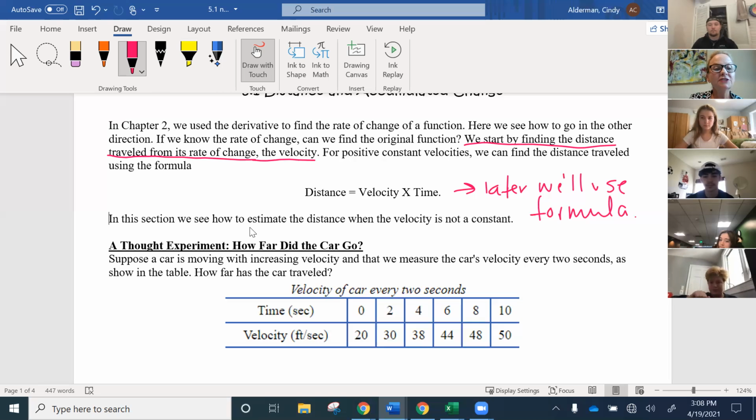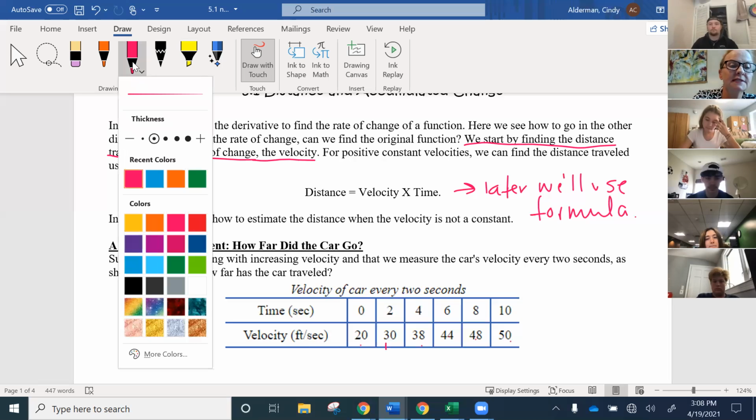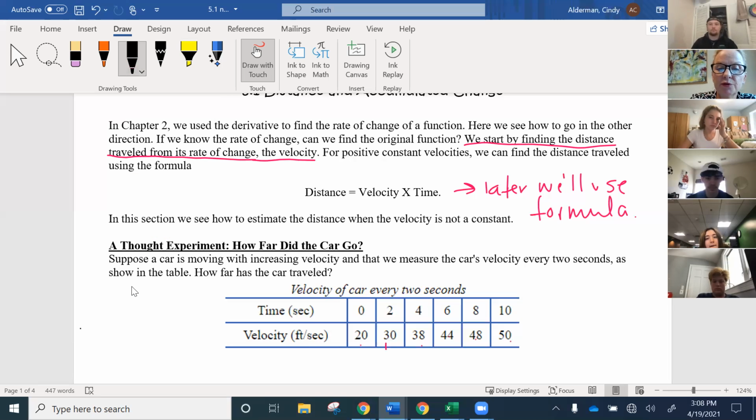Okay. So it says, suppose a car is moving with increasing velocity. Notice that the velocity or the speed at each one of these points is increasing, right? And then we measure the car's velocity every 2 seconds. So you should look for this in the tables in the problems, right? It won't always say, but this is 2 seconds between each measurement of velocity. Okay, so we measure it every 2 seconds as shown in the table. How far has the car traveled?